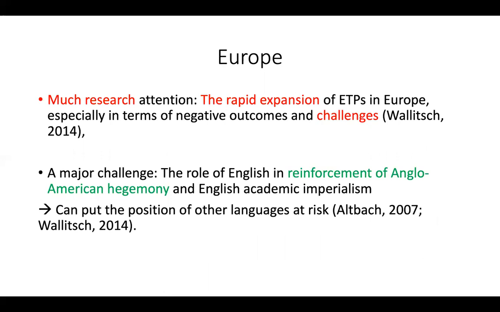There has been a large research attention to Europe's context with the rapid expansion of ETPs in Europe, and the focus has been especially on the negative outcomes and challenges. A major challenge has been focused on the American hegemony and English academic imperialism, which can put the position of other languages at risk and raises awareness about the importance of focusing enough attention on the role of English and the role of other languages as well.